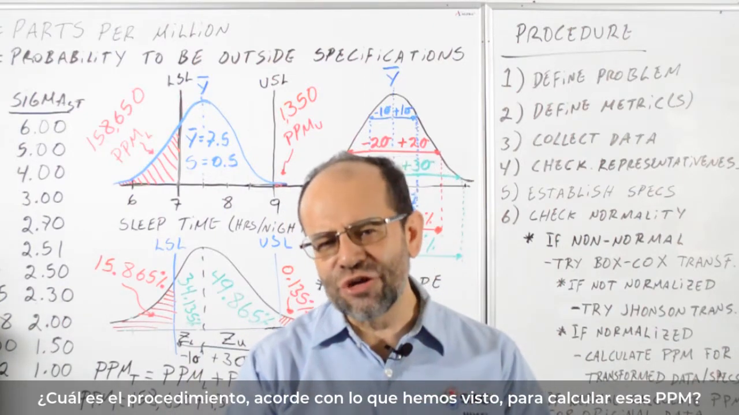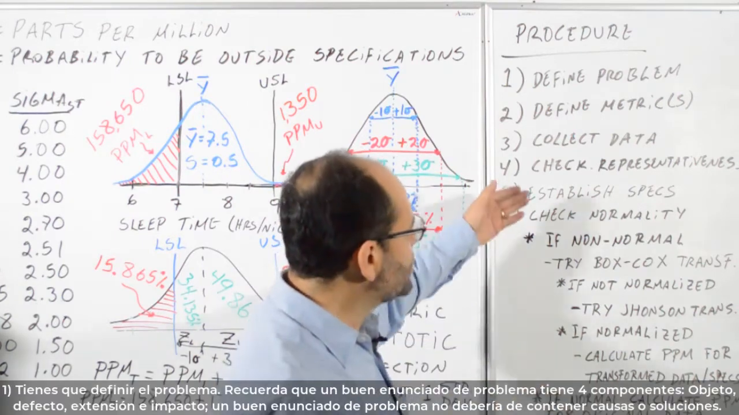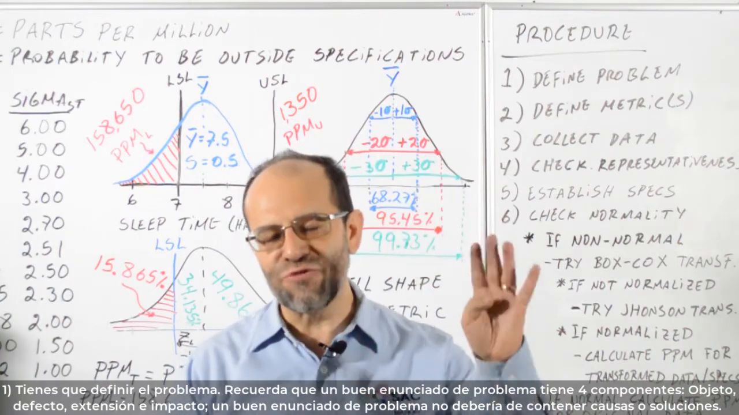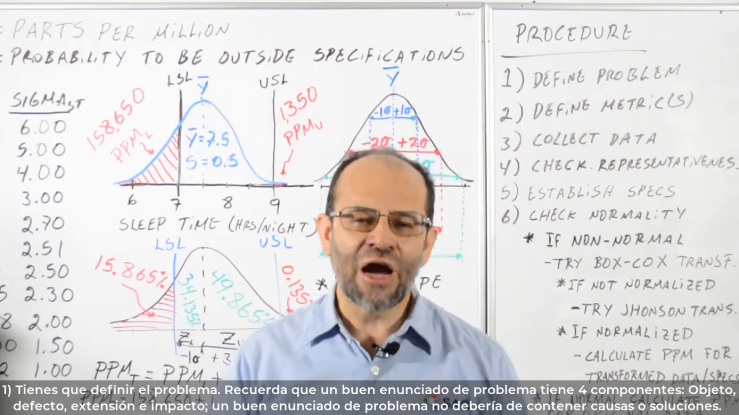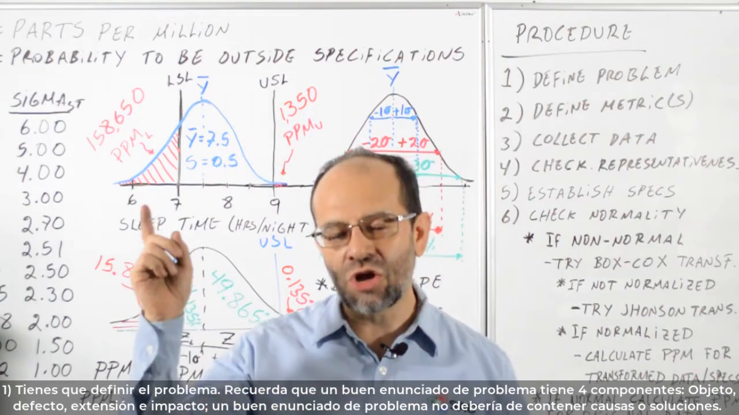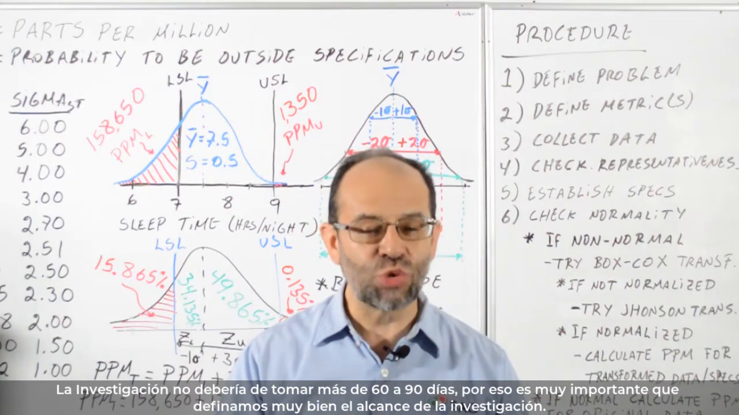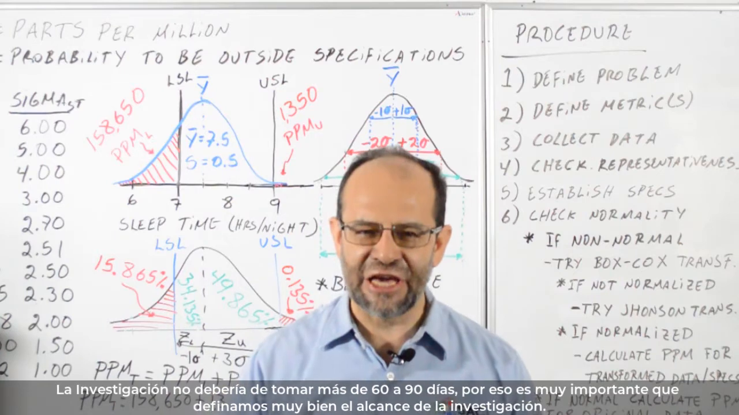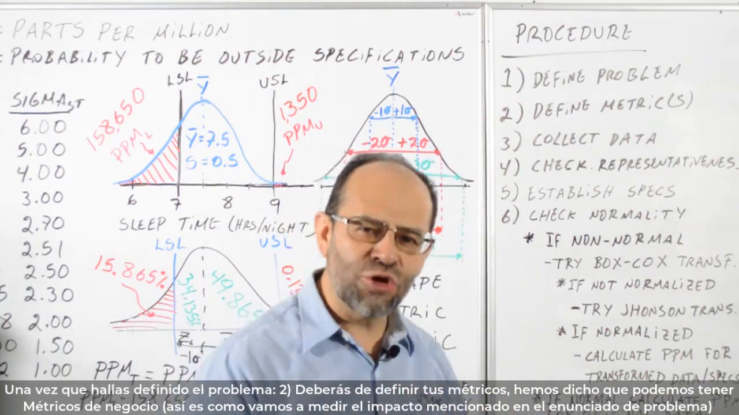What is the procedure according to what we have seen to calculate those PPMs? First, you have to define the problem. Keep in mind that a good problem is made by 4 components: object, defect, extent, and impact. A good problem statement should not contain causes or solutions. Investigation shouldn't take more than 60 to 90 days, so that's why we have to define very well the scope of investigation. Once that you have defined your problem, then you have to define your metrics.